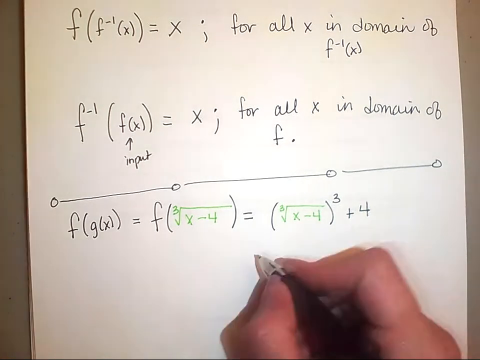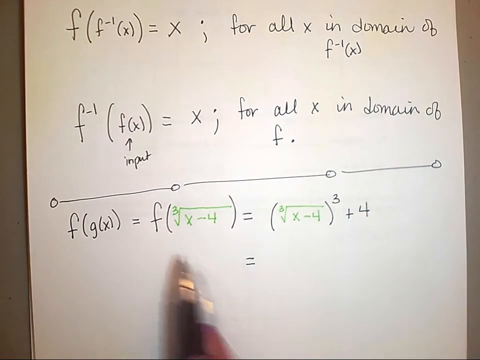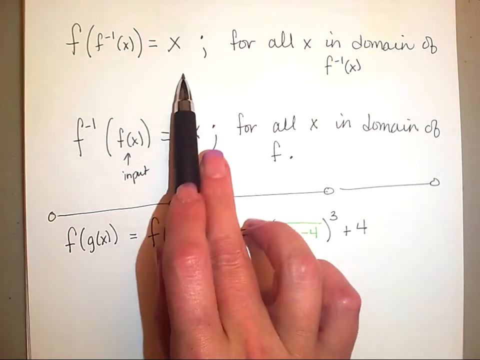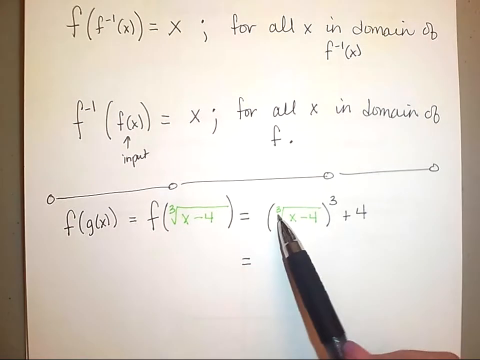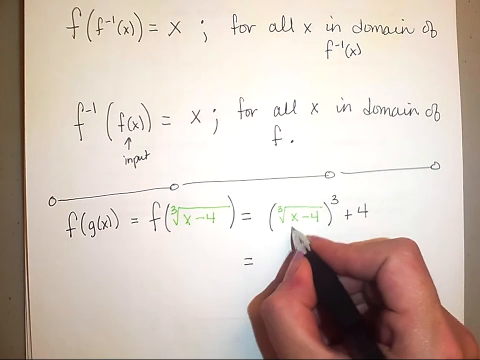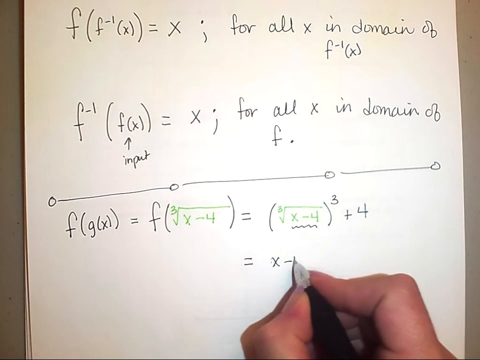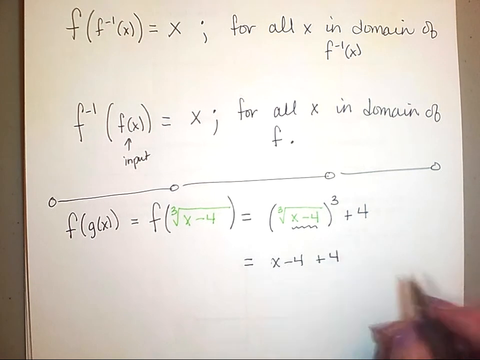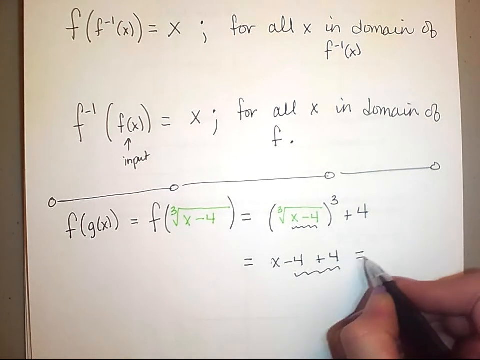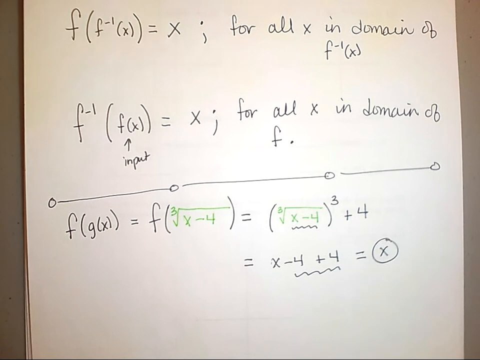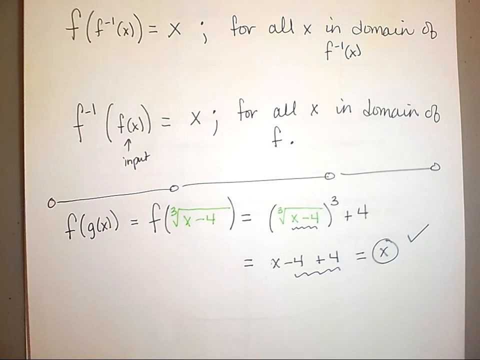Now we need to simplify this. If they're going to be inverses, we'll have to get x back out. So let's see. The cube root and the cubing will undo each other, so we'll just be left with the x minus 4 plus 4. And then minus 4 plus 4 is just 0. So we do get x. That's a good thing. We've met half the criteria.